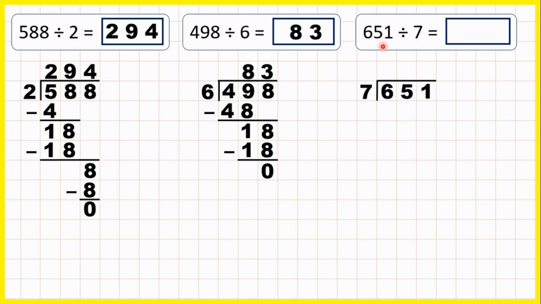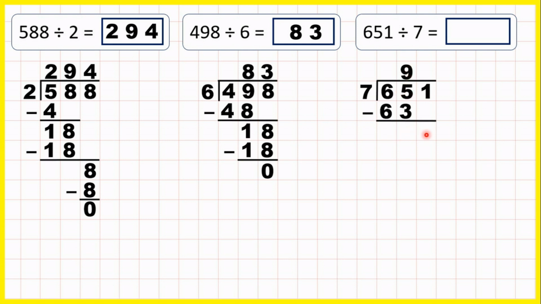Now 651 divided by 7. If we take the first digit, again, 6 is less than 7, so it makes sense to take the first two digits together and divide 65 by 7. So we want a number in the 7 times table which is closest to 65, but still less than 65. Now 63 is in the 7 times table, and because that's 9 times 7, we can write 9 in our answer line.